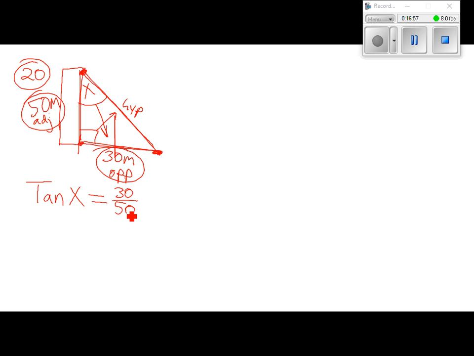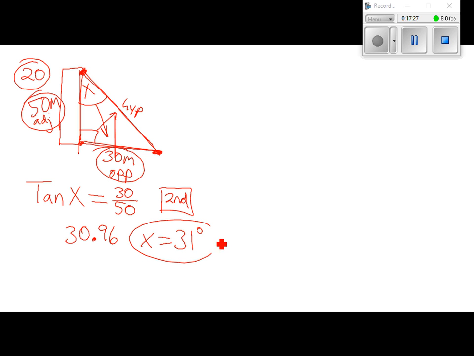This is one of them where we're going to hit second first because we're looking for the angle. So we're going to hit second on our calculator. So you hit second, tangent, 30 divided by 50, close the parenthesis, and you end up with about 30.96. Well, since we're dealing with an angle, we're probably going to round that off to about 31 degrees. X is about 31 degrees. That angle that the cable makes with the tower is about a 31 degree angle.